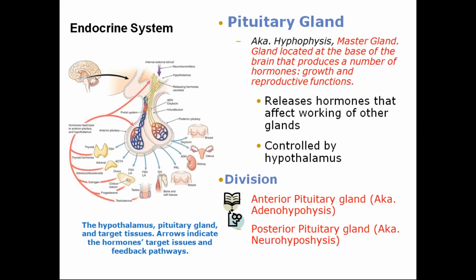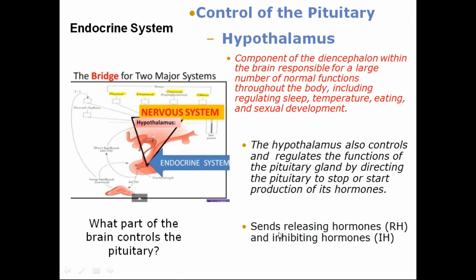We have the names of the pituitary gland, please. Hypophysis, master gland. The anterior is called the adenohypophysis, and the posterior is the neurohypophysis. The hypothalamus is nervous tissue. The pituitary gland is endocrine tissue, glandular tissue.